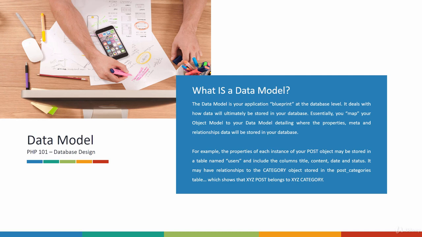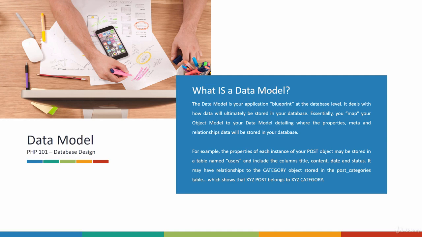So essentially you map your object model to your data model, detailing where the properties, the meta, the relationships, all of that is going to be stored. So for example, the properties of each instance of your post object may be stored in a table named users. Okay, so or in a table named post. That would make sense because that's where all your post data is. And it may include things like title, content, date, and status. It may have relationships to the category objects stored in a table named post categories, and that would show you that XYZ post belongs to XYZ category.